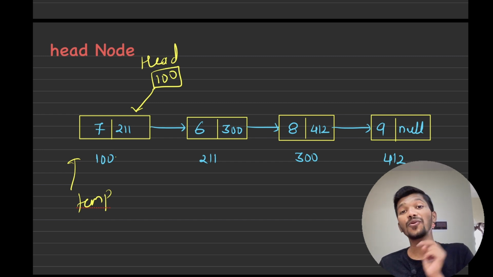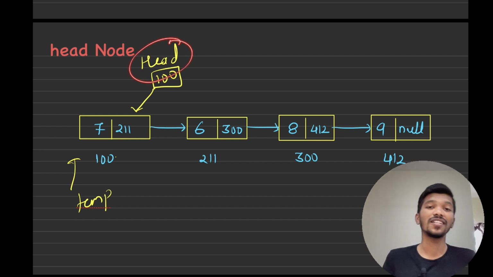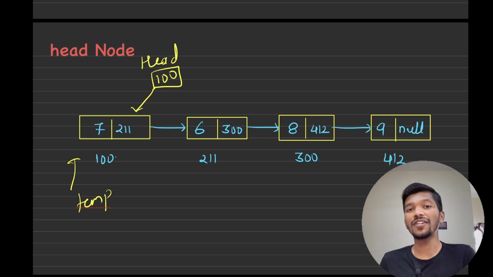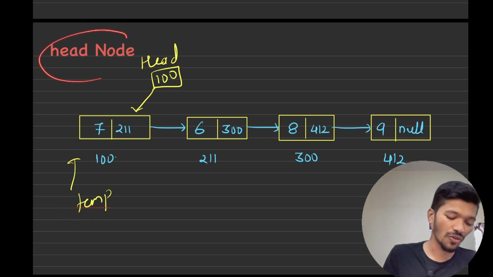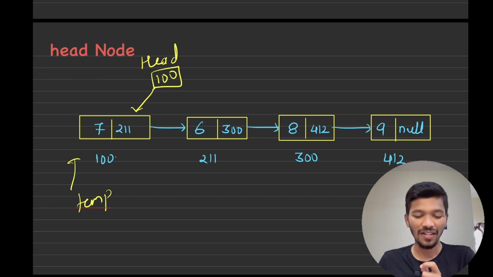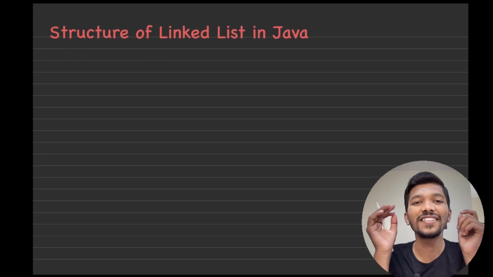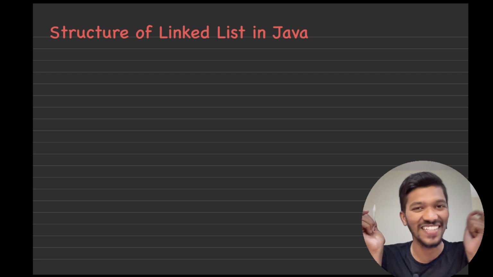Second important point, don't make changes in the head pointer, because if you want to make any changes in the head pointer, always make use of a temporary pointer, right? So I hope you got what the head pointer is. Now the most important point to note here is the structure of a linked list in Java.